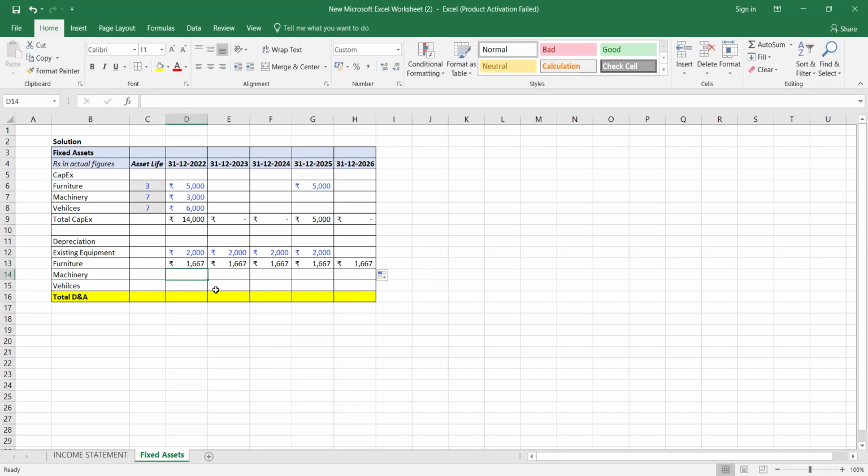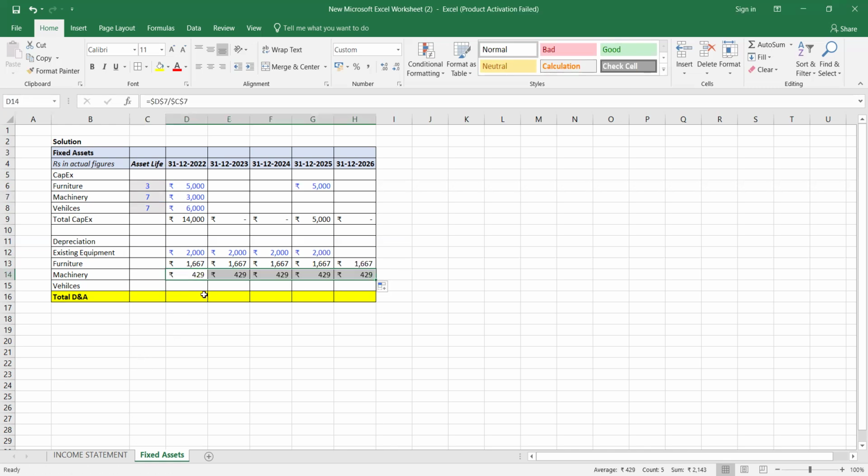Same way you can calculate for machinery. Machinery they have purchased in year 1, 2022, but they have not purchased anything further. So we can directly drag this, lock the cells, and the life of machinery is 7 years, but we want only for 5 years. So we can directly drag it for next 4 years. So is equal to select this 3000 divided by this, lock the cells, enter.